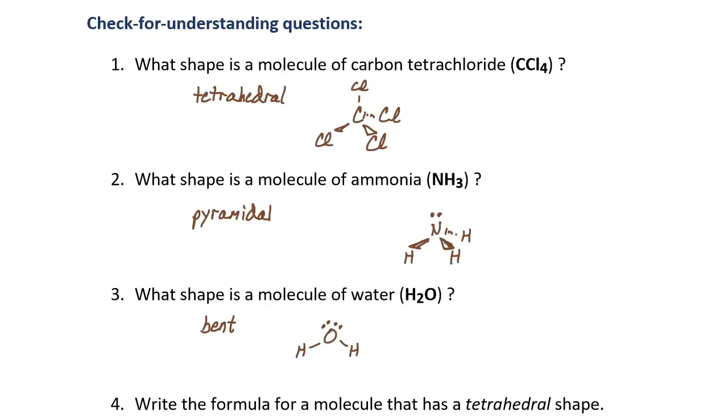The answer to number one is tetrahedral, because the molecule will have carbon in the center, and that will be bonded to four chlorines. For the chlorine atoms to be as far apart in space as possible, they would have to have a tetrahedral arrangement. Number 2 is going to be pyramidal.